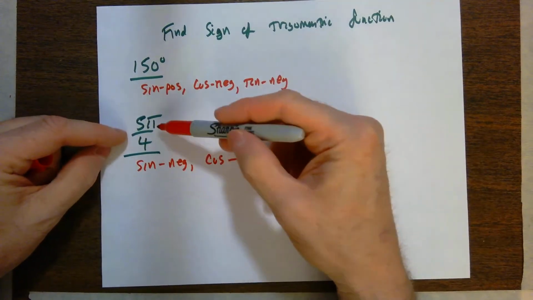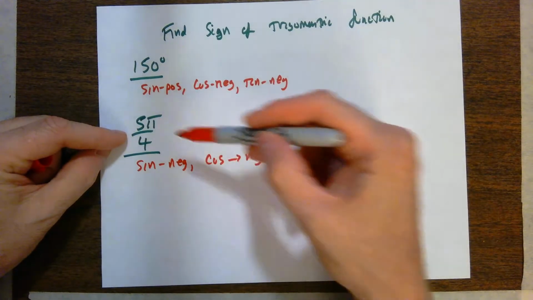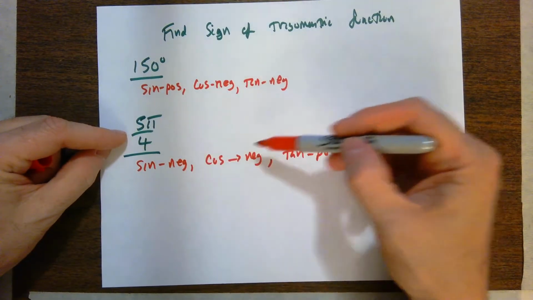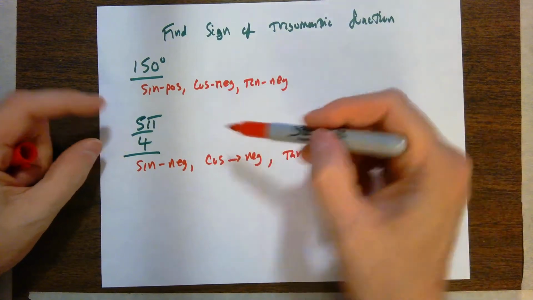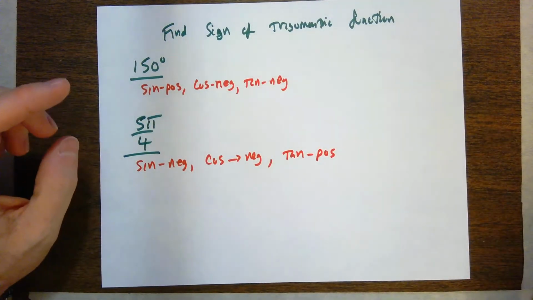So what is the sine of 5 pi over 4? I don't know right now, but I know it's a negative number. What's the cosine? I know it's going to be negative. What's the tangent? I know it's going to be positive.